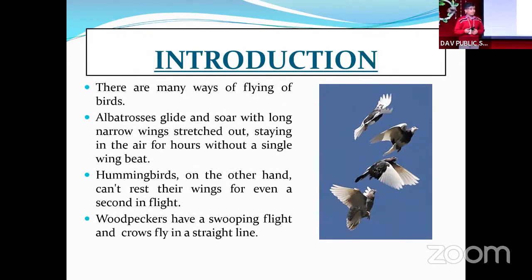Introduction. There are many ways of flying of birds. Albatrosses glide and soar with their long, narrow wings stretched out, staying aloft for hours without a single wing beat. On the other hand, hummingbirds can't rest their wings for even a second in flight. Birds like woodpeckers have a swooping flight and crows fly in a straight line.